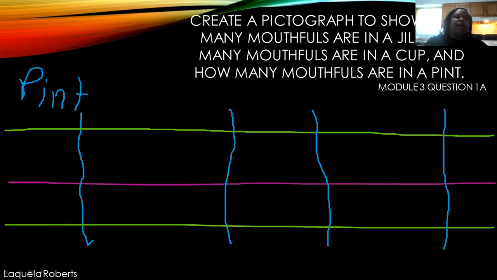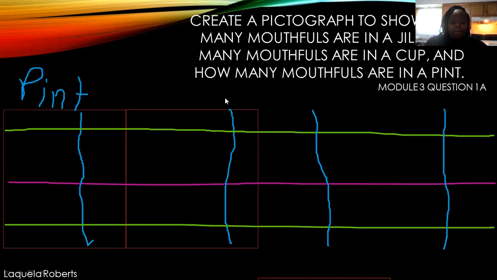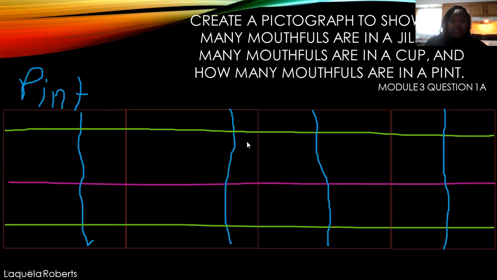Next is a pint. As we see, a pint is made up of 2 cups, which we know a cup is 16 mouthfuls. So that means a pint has to be 32. And you can count each of the squares, the little boxes, and that will give you 32 mouthfuls for a pint.